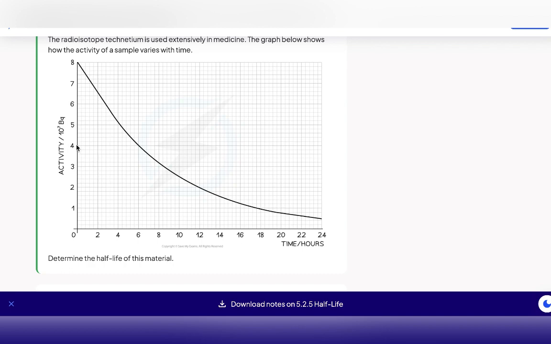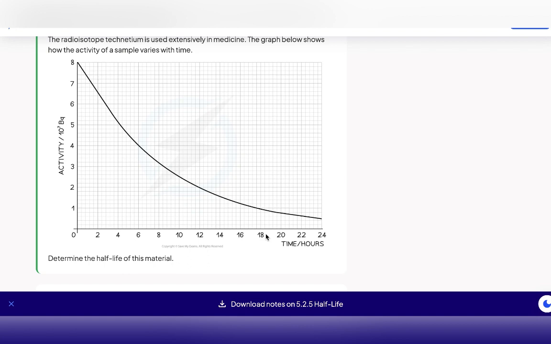Now, if you want to verify again, this one you divide by 2. 4 divided by 2, you get 2. So you also trace 2 to the curve. It comes to 12. You see, from 6 to 12 is another 6 hours. From the first half-life to the second half-life is another 6 hours. So it means every time the half-life will be 6 hours. So if you divide 2 by 2, you get 1. If you trace 1 to the curve and trace it down, you arrive at 18. So from 12 to 18 is another 6 hours. So meaning half-life is 6.